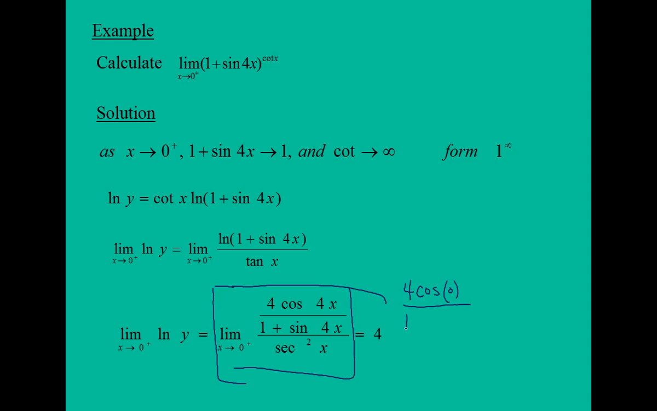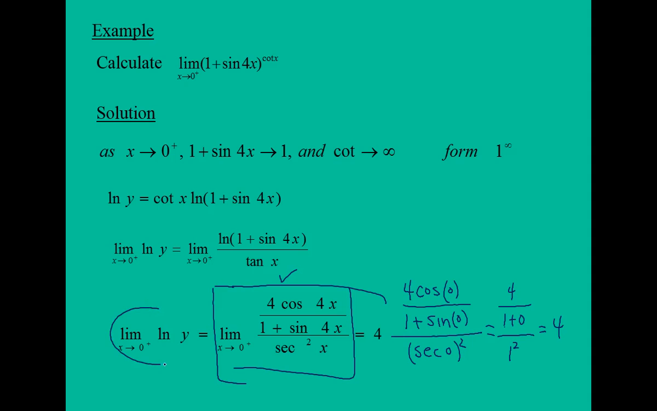and then we'd have all over 1 plus the sine of 0 divided by secant of 0 squared. Now in the numerator, cosine of 0 is 1, so we'd get 4. 1 plus sine of 0, we'd have 1 plus 0. And then the secant of 0 is just 1, so we'd have 1 squared. And you can see this is just 4 over 1, or just 4. So that's what the right side equals.